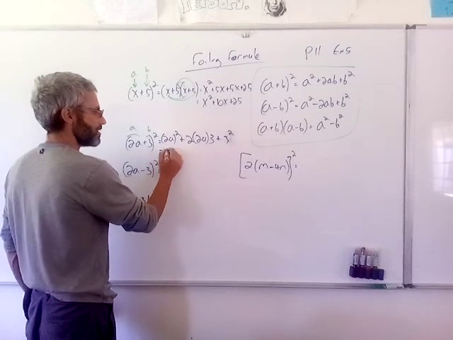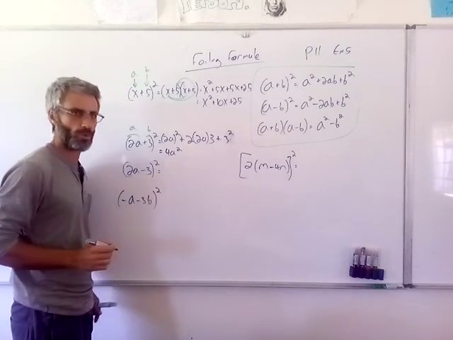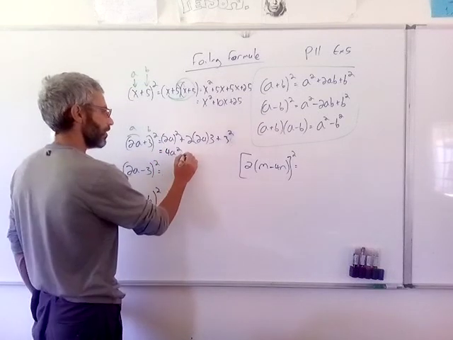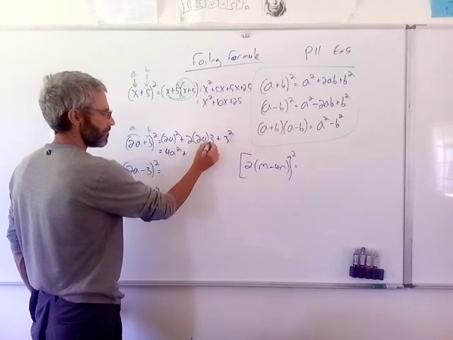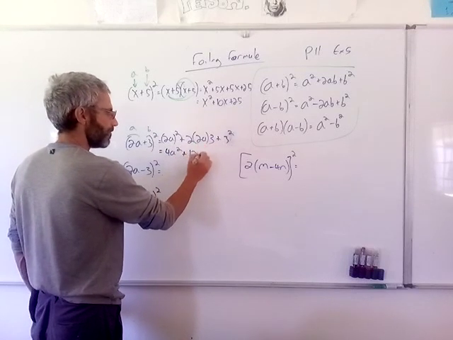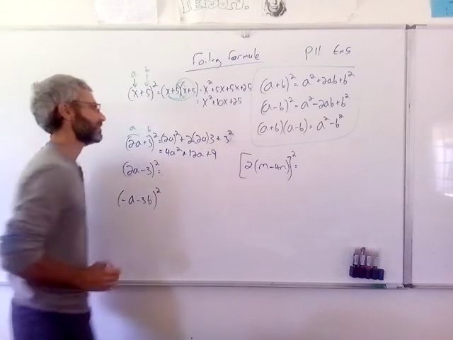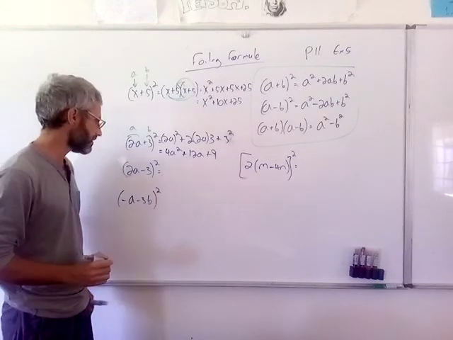Okay, 2a squared is basically 4a squared. I hope you remember all these exponent rules from last year. Plus 2 times 2 times 3 is 12a plus 9. And that's the answer. Okay?